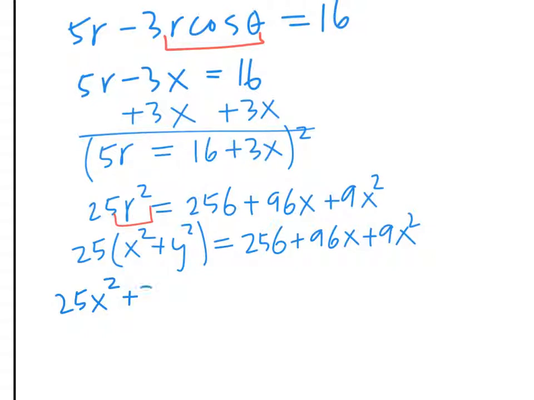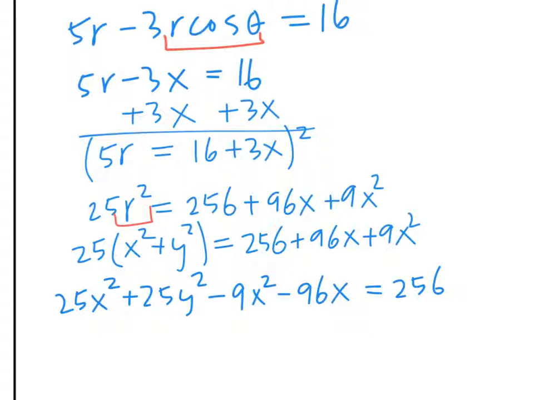25x squared plus 25y squared. Move that x squared, move the x, and then leave the 256. Okay, so go ahead and just simplify this whole thing, complete the square. You should get this into a nice standard form. And this looks like it's going to be an ellipse. You guys know what to do? So you're going to combine these together, just simplify this, and then you're going to complete the square.